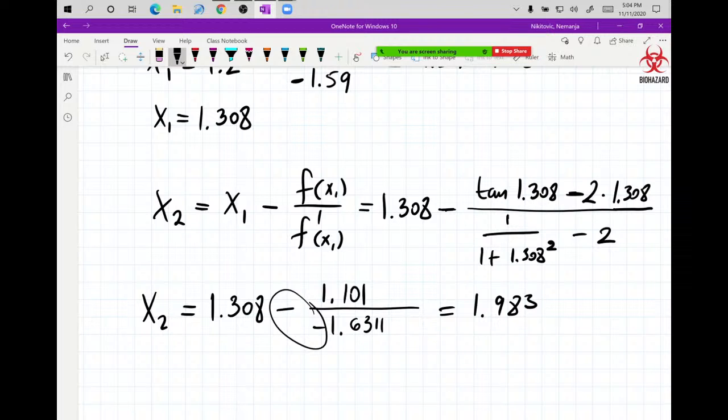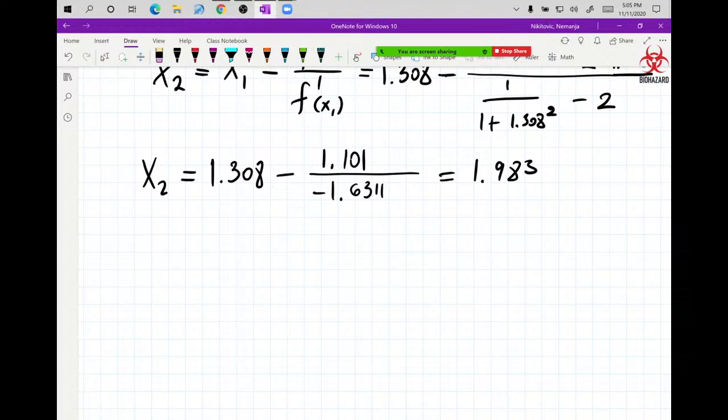What's the problem now? Oh, okay. And then I subtract 2. Yep. That's good. So now when I divide 1.101 by 1.6311, yeah, I'm getting the same value. I guess that's x2. Everything is fine. I did the calculation.